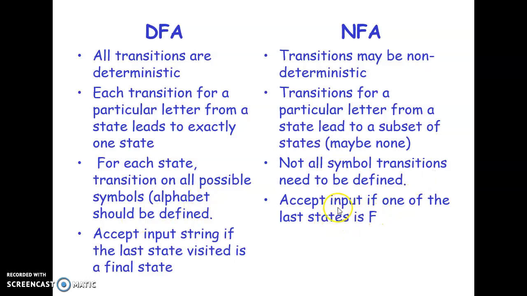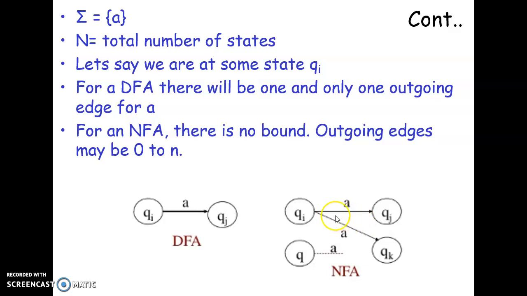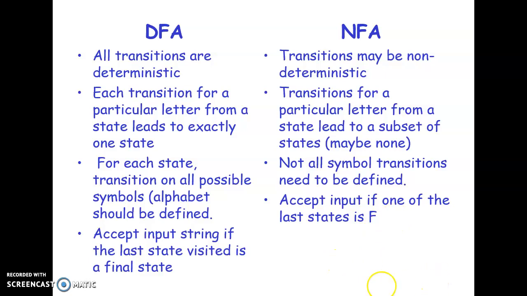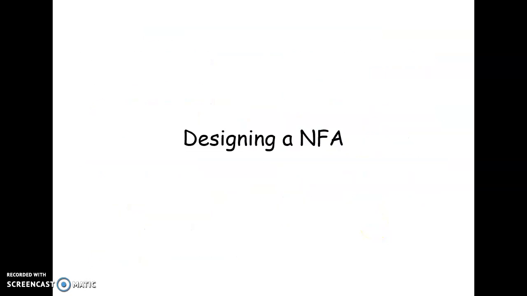But in case of an NFA, you accept the input if one of the last states is F. Basically, for A, if you look here, you have this path and this path. If Qj was a final state, A would be accepted. If Qk was a final state, A would be accepted. So basically, there are multiple paths possible in case of an NFA, and when you're reading a string, you explore all those paths. If any one path accepts your string, that is, reaches a final state, then the string is accepted.